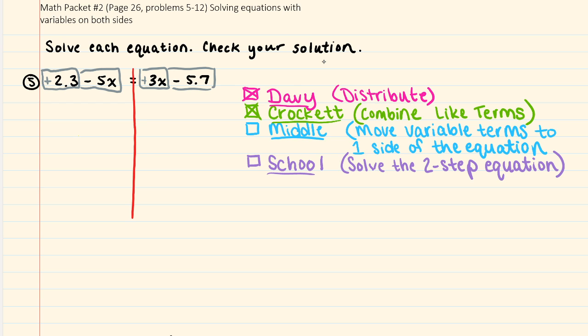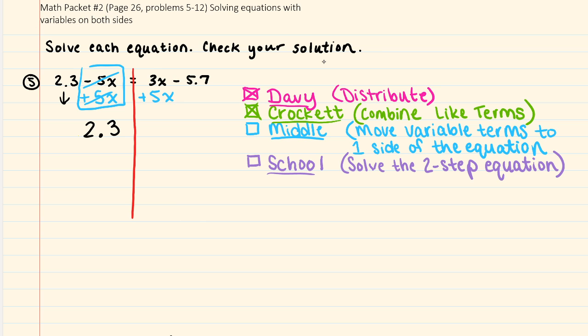So in order to get rid of minus 5x on the left side, I'm going to have to add 5x. To get rid of minus 5x, you have to add 5x. We'll clean that up a little bit, get it back to the way it was. And if I do it to the left side, I have to do it to the right side. The whole point of adding 5x was to get rid of the minus 5x, so these are going to cancel each other out. Then I'll just be left with the 2.3. I can bring it down, 2.3.